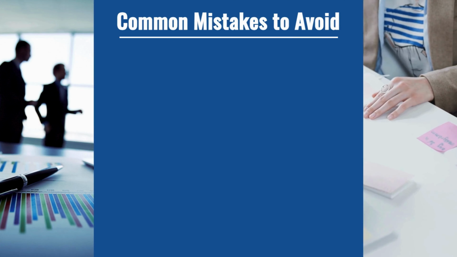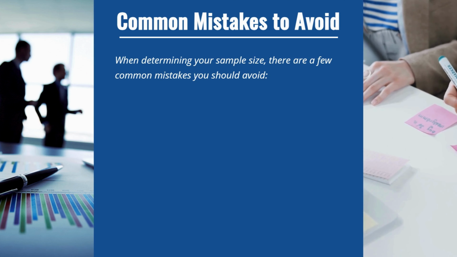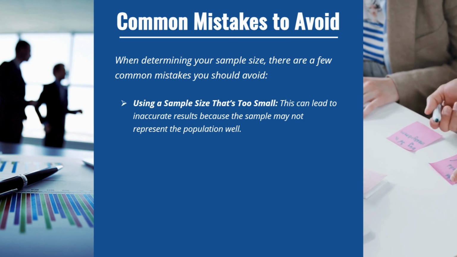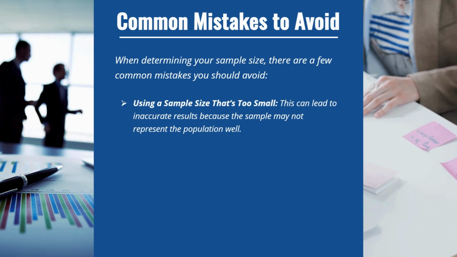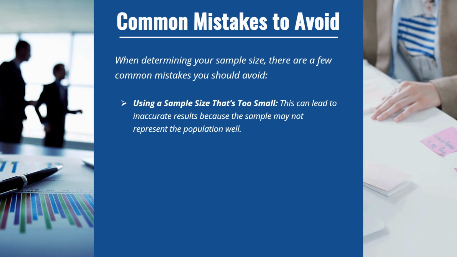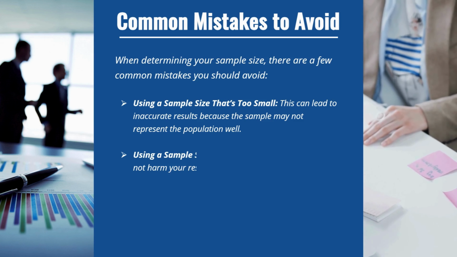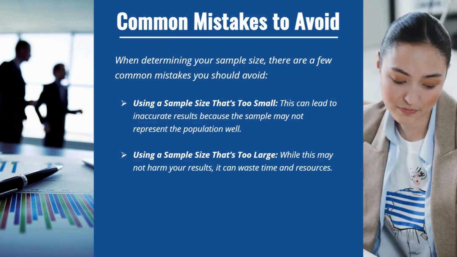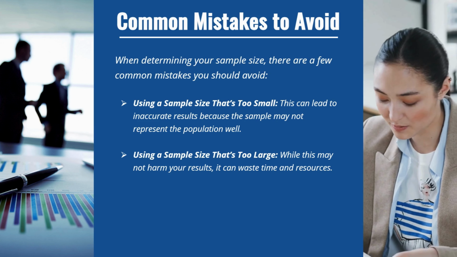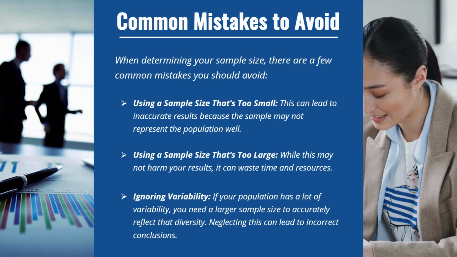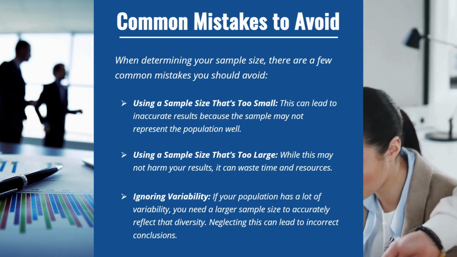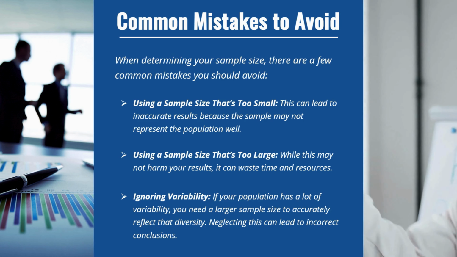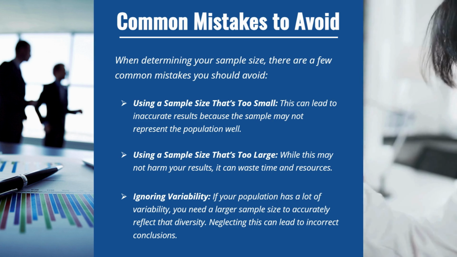Common mistakes to avoid. When determining your sample size, there are a few common mistakes you should avoid. First, using a sample size that's too small. This can lead to inaccurate results because the sample may not represent the population well. Second, using a sample size that's too large. While this may not harm your results, it can waste time and resources. Third, ignoring variability. If your population has a lot of variability, you need a larger sample size to accurately reflect that diversity. Neglecting this can lead to incorrect conclusions.